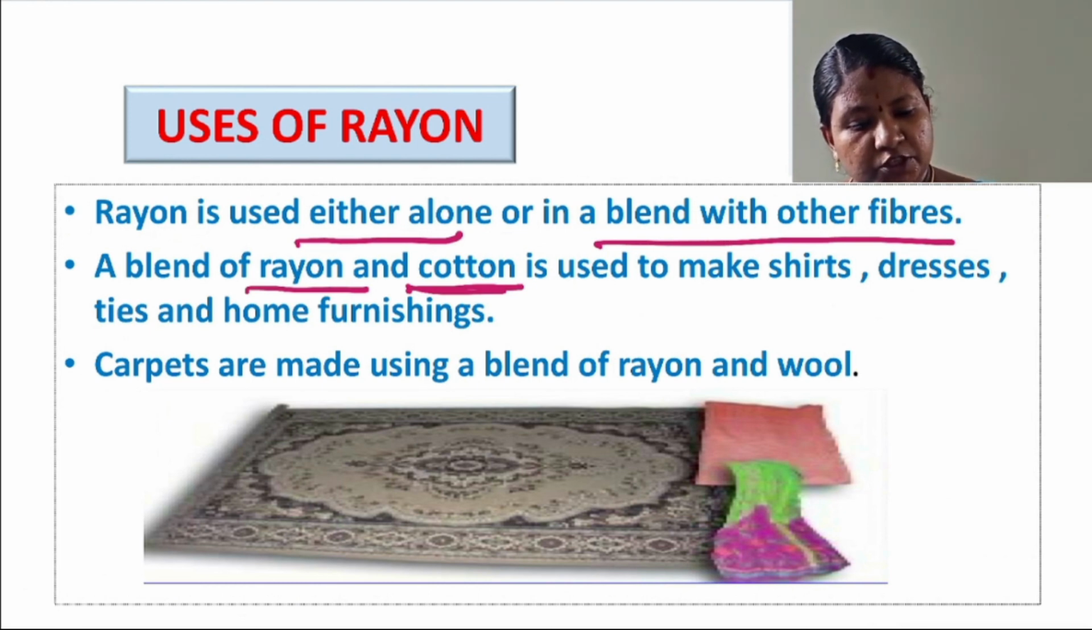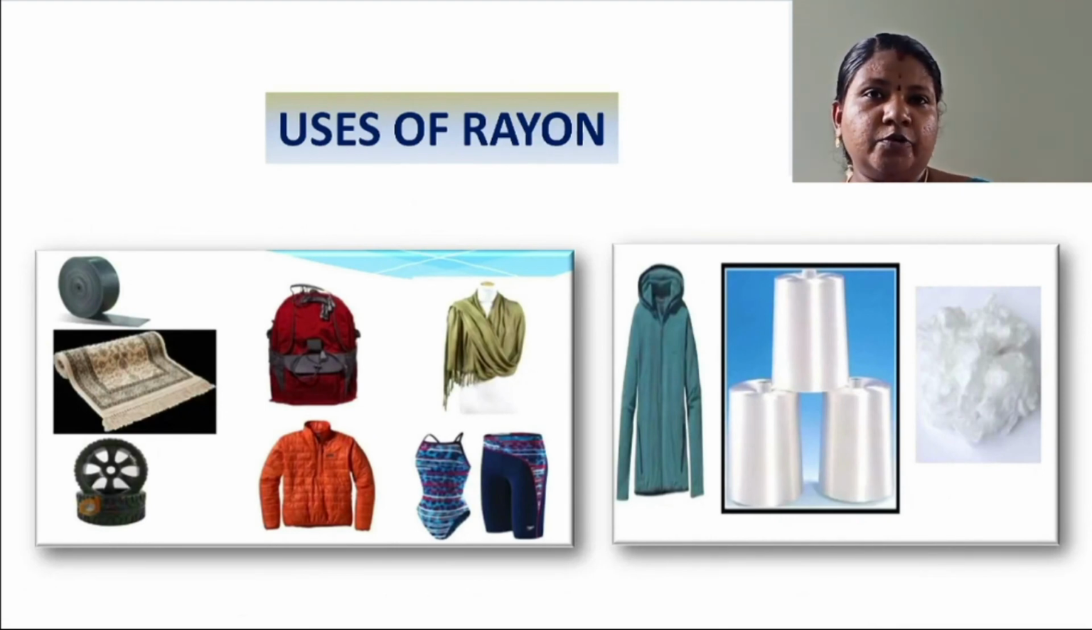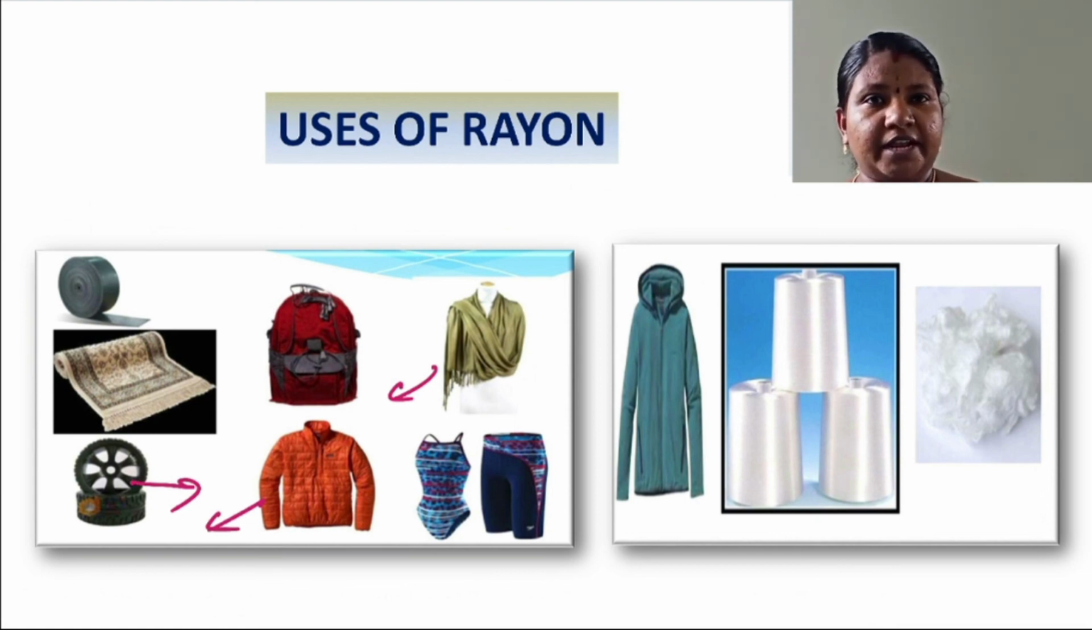When rayon is mixed with wool, we can make carpets. See, in this picture you can see a carpet, which is made of a blend of rayon with wool. Right. Now you can see the pictures showing the uses of rayon. We have many materials, namely the cords of wheels, the shawls, the bags, jerkins, everything made of rayon.